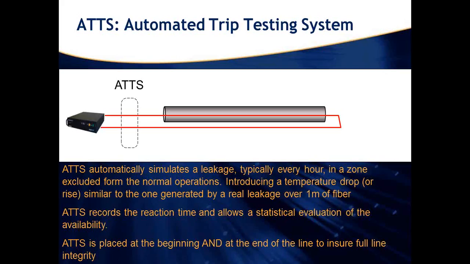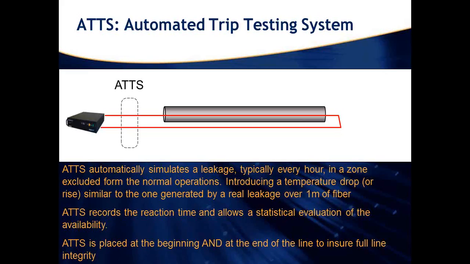How does the ATTS work? The ATTS is a device that is fully independent from the DTS measurement system and is located between the DTS and the pipeline under monitoring. And what the ATTS does, it cools down or heats up a short section of fiber at the beginning and at the end of the loop in a way that simulates the temperature drop or temperature increase that is expected in the case of a real leak.